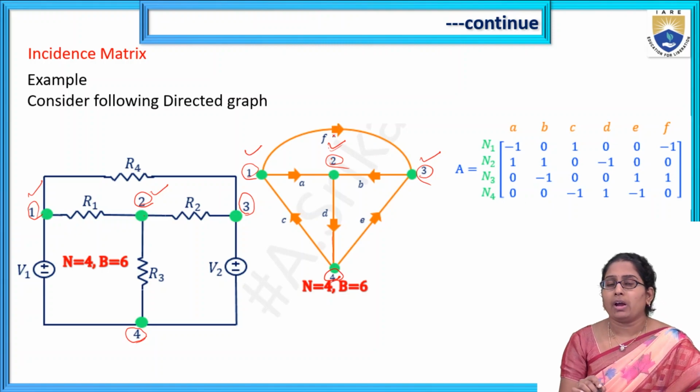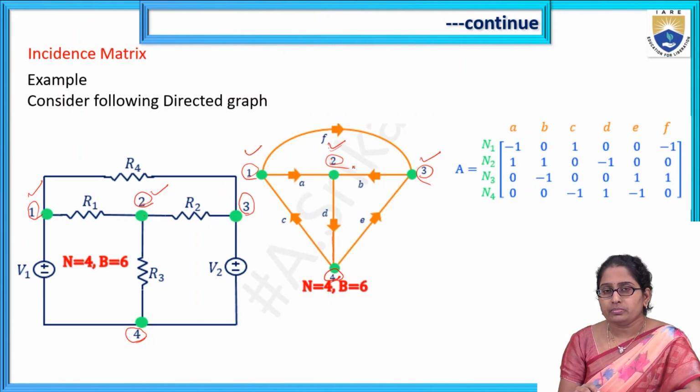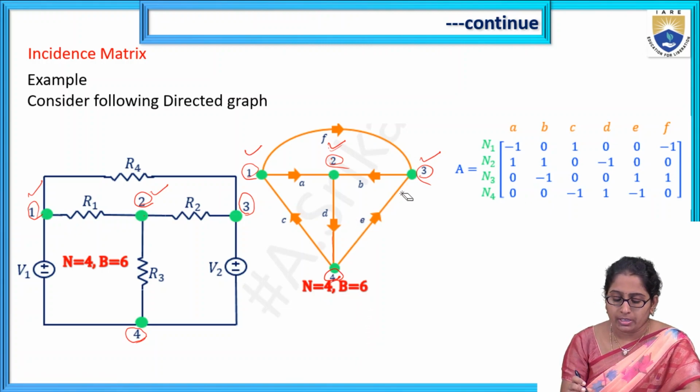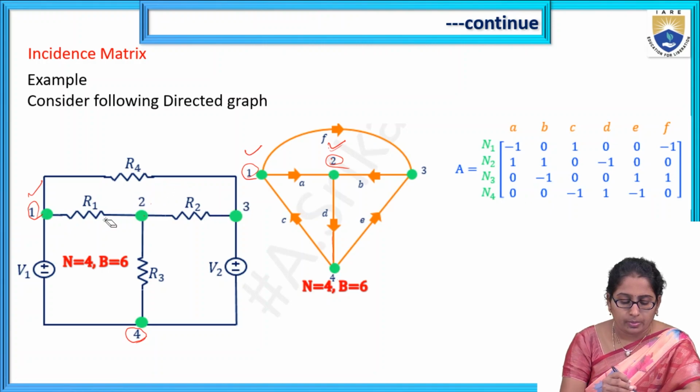Then the top one I have taken branch F. So that is how all the branch current directions are also indicated. After drawing the branches, all the branches also represent the branch current directions. Now write down the matrix. Finally, what we want is to write down the incidence matrix.